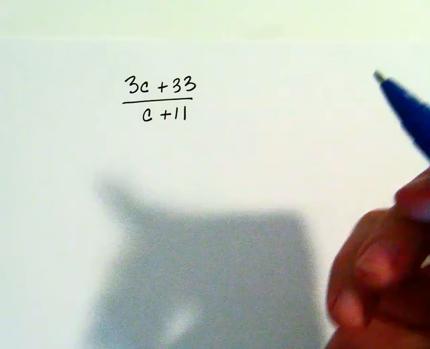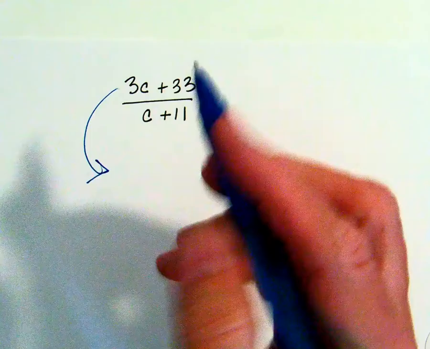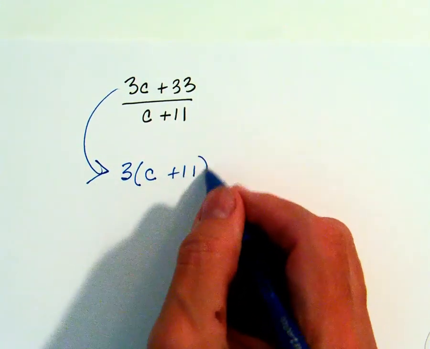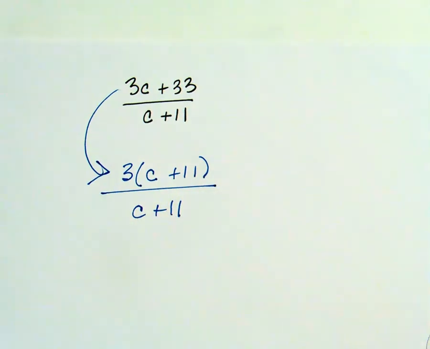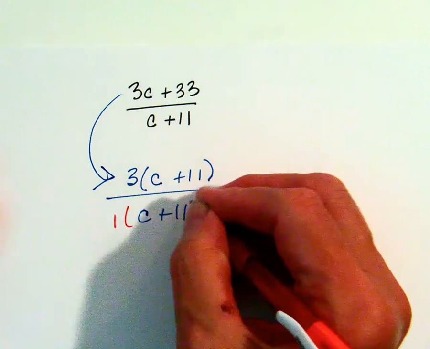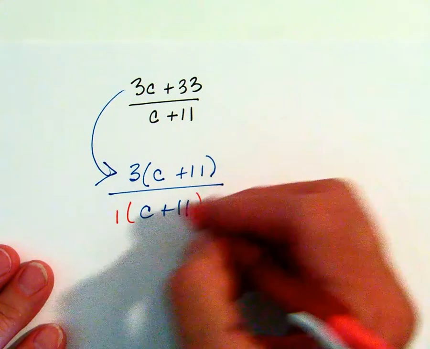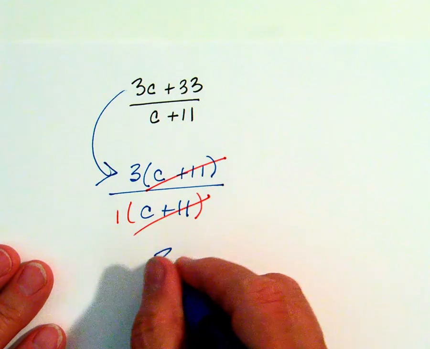Okay, so what does that mean? Well, I'm going to try to factor the numerator. I see some common stuff there. I see they both have a 3. And when I take that out, I'll have c plus 11. And then the denominator is c plus 11. Oh, how cool. And again, this is like 1 times c plus 11. It's multiplied. And this is 3 times c plus 11. So those do cancel. And then the final answer is 3.